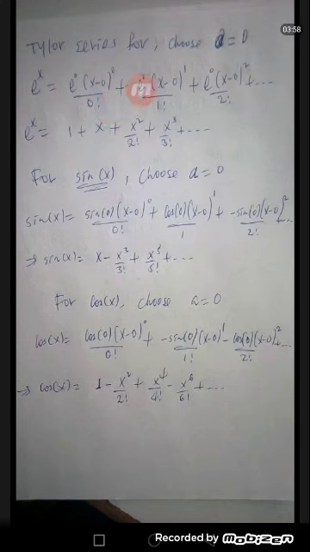Because the derivative of e to the power of x is e to the power of x, and we have substituted 0 in place of a, it is e to the power of 0 always. So e to the power of x can be expressed as 1 plus x plus x squared over 2 factorial plus x cubed over 3 factorial, and so on.